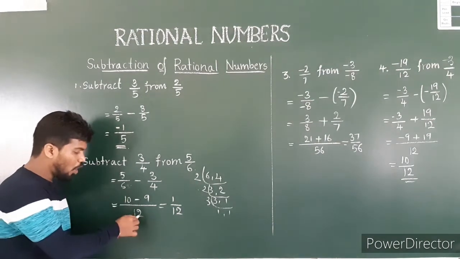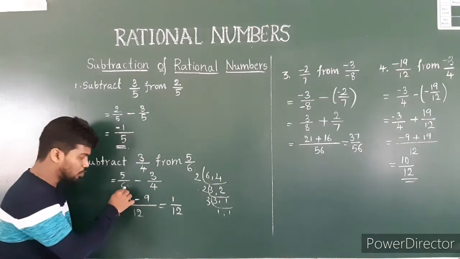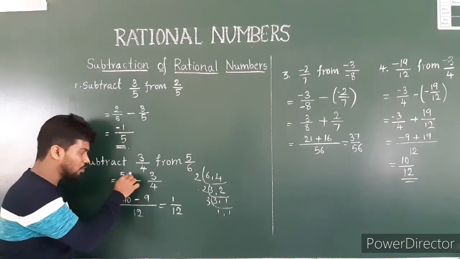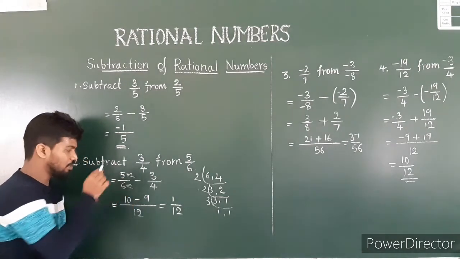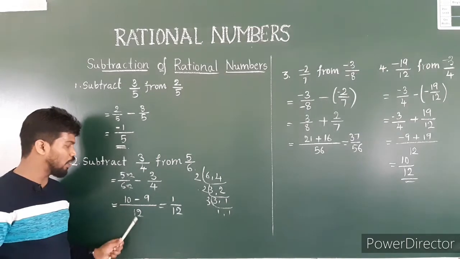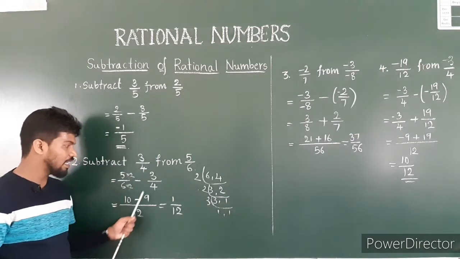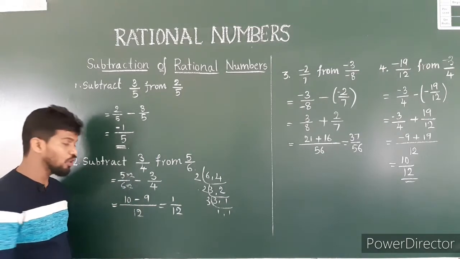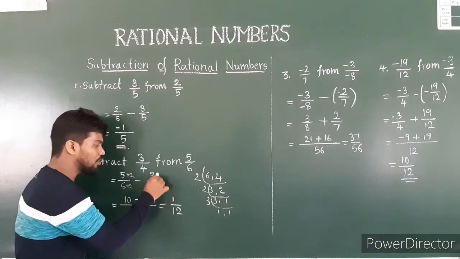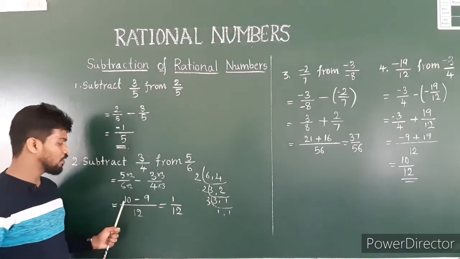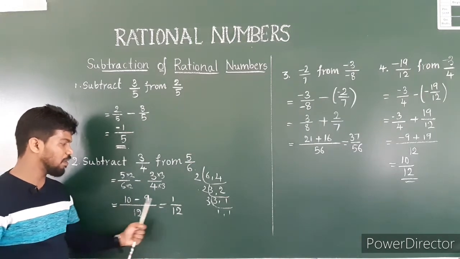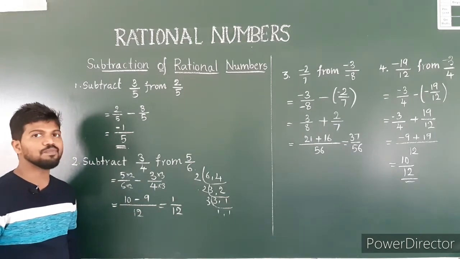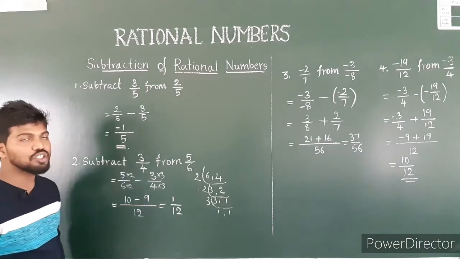So 6, how much is 12? 6 twos are 12, so multiply here also by 2. When you multiply by 2 here, you do that multiplication on the numerator too: 6 into 2 you get 12, 5 twos are 10. For 4, how much is 12? 4 threes are 12, so 3 threes are 9. So 10 minus 9 you get 1. The larger value's sign is plus. So 1 by 12.